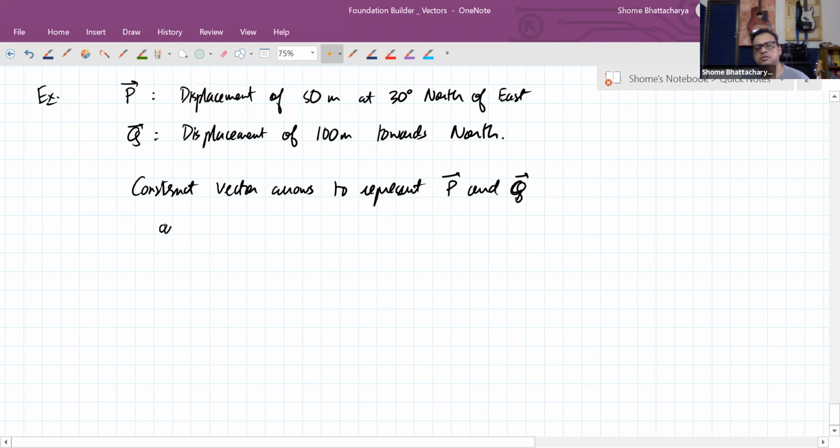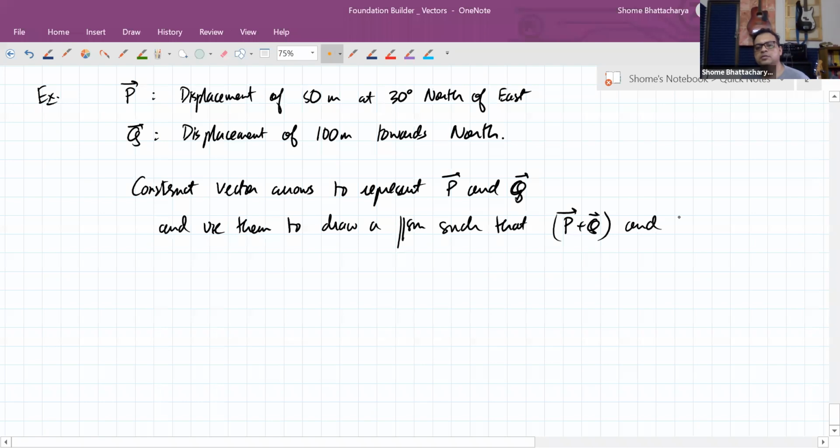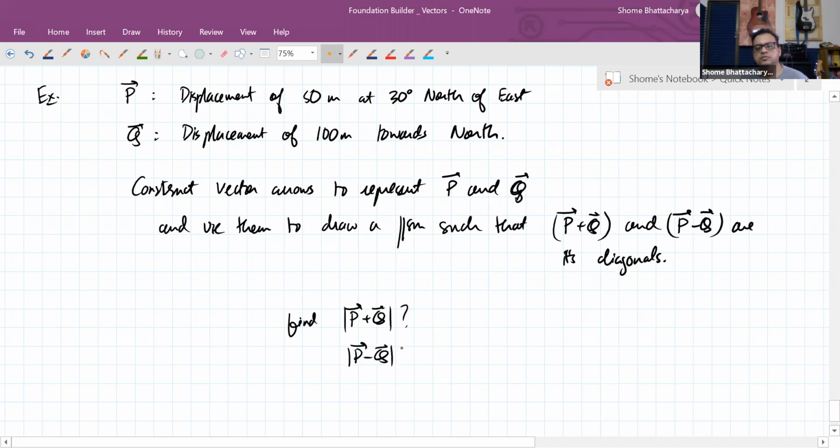Okay, and use them to draw a parallelogram such that P plus Q and P minus Q are its diagonals. Okay. Find magnitude of P plus Q and magnitude of P minus Q.